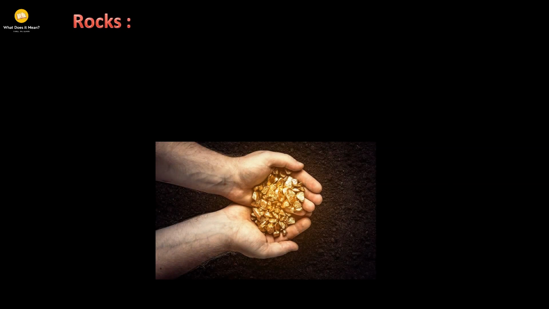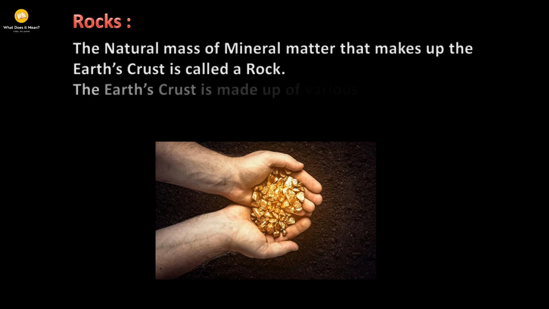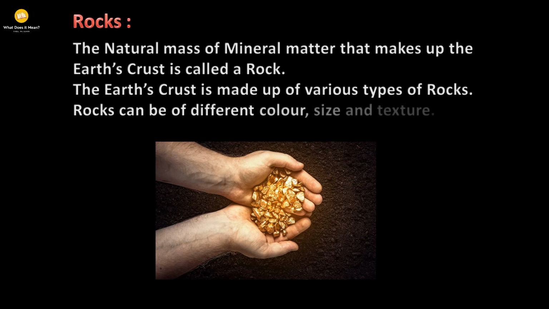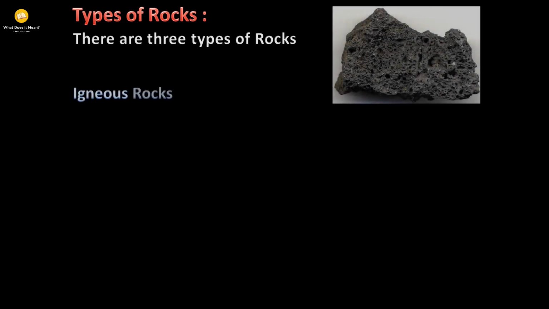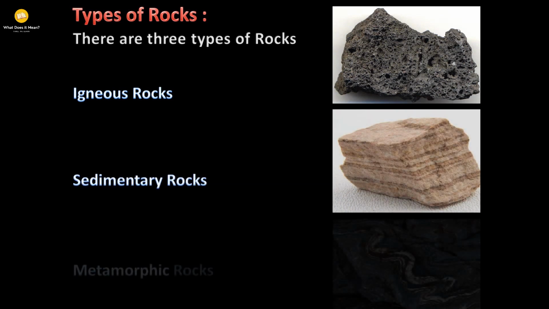Rocks. Basically, the natural mass of mineral matter that makes up the Earth's crust is called a rock. Well, the Earth's crust is made up of various types of rocks. Rocks can be of different color, size, and texture. Types of rocks. Generally, there are three types of rocks. They are Igneous Rocks, Sedimentary Rocks, and Metamorphic Rocks.